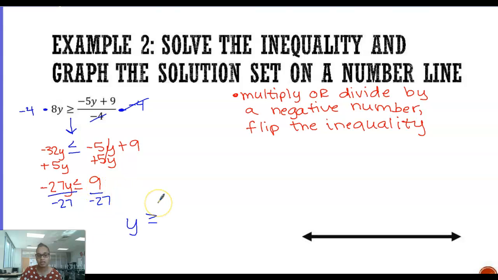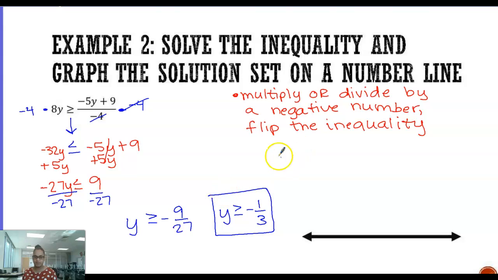So this would be -9/27. But remember, if we can reduce, we will. I can definitely reduce this by 9 on top and bottom. So I'm going to reduce it to get -1/3. y is greater than or equal to -1/3.